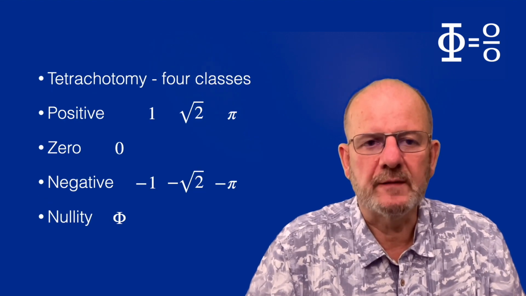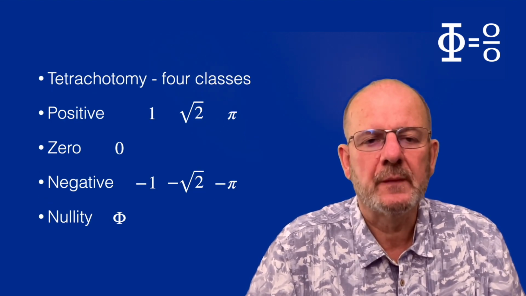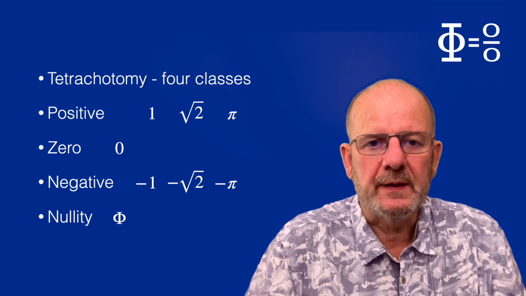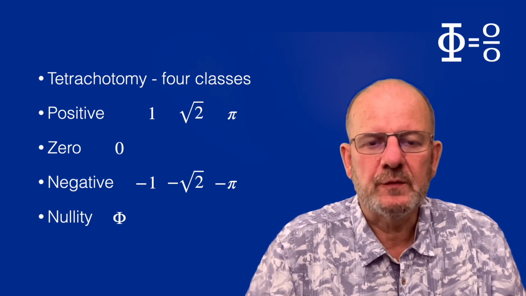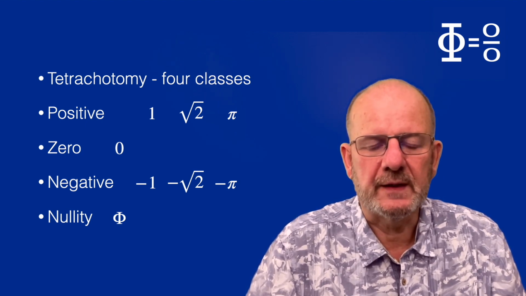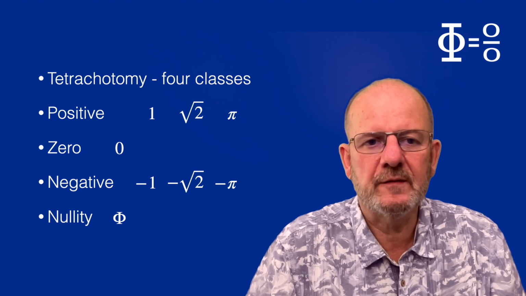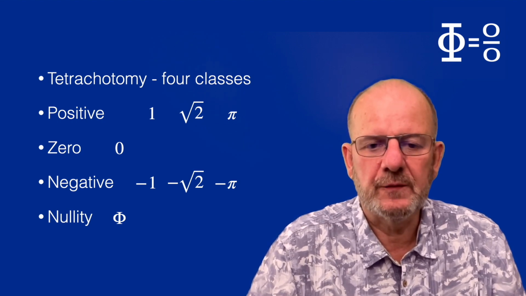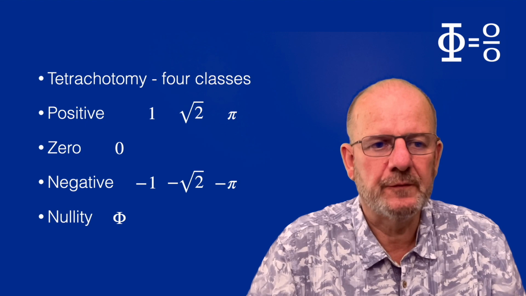We have four classes, a tetrachotomy. We have the strictly positive numbers, which are all greater than 0, the strictly negative numbers, which are all less than 0, 0 itself, and nullity itself.